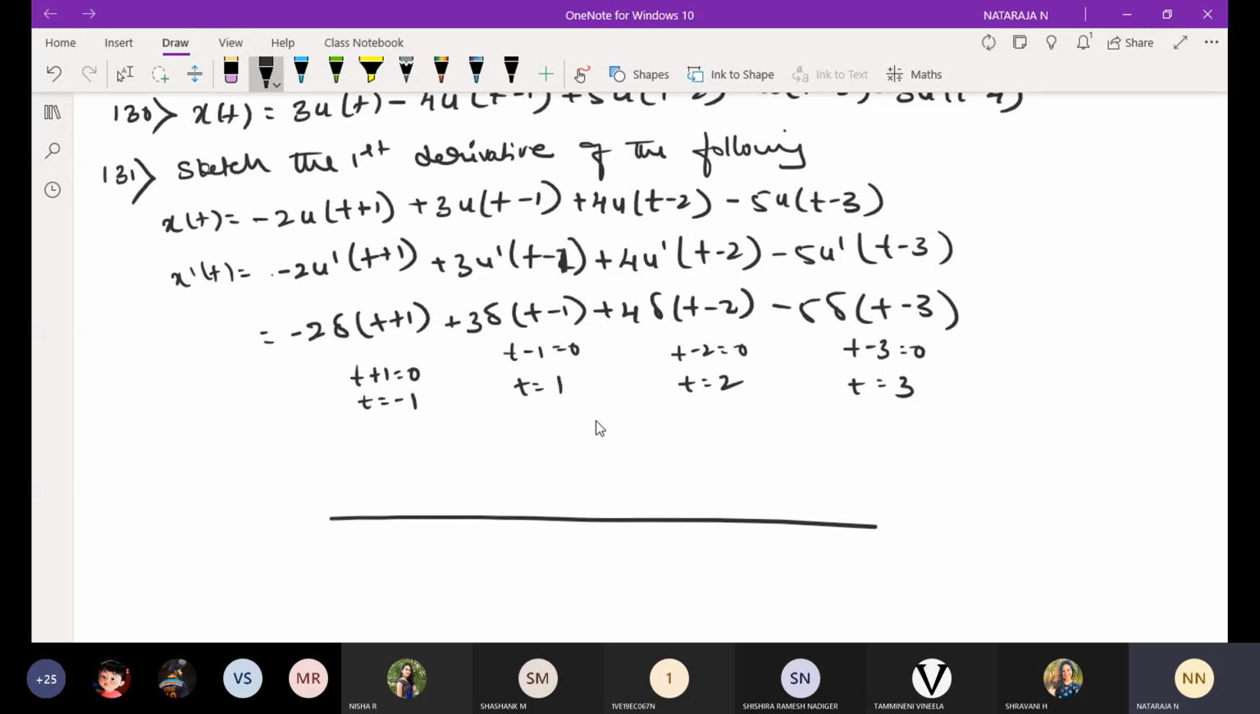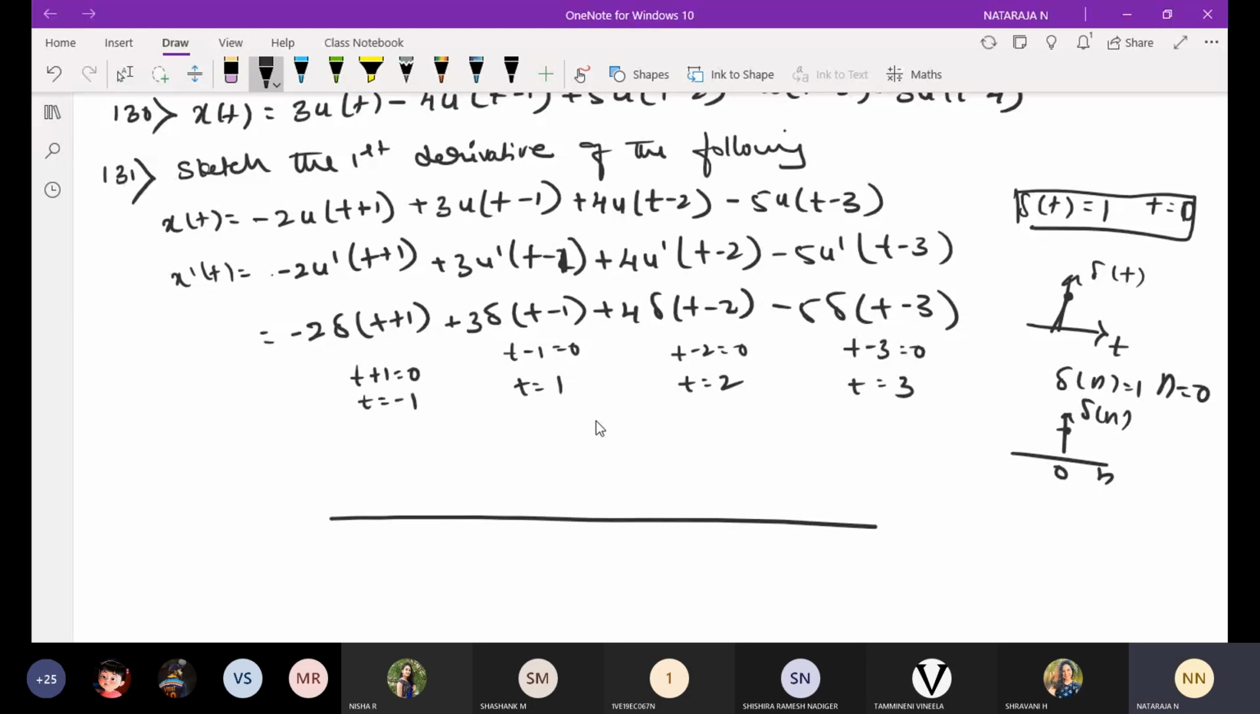Whatever it may be, we are going to deal with the delta of t. What is delta of t? Delta of t is equal to 0 when t is not equal to 0, in all other cases it is not. Sorry, delta of t is equal to 1 at t is equal to 0. This is the signal we are going to get. Same for delta of n, it is also 1 at 0. Okay, this is a unit area. Unit area we are going to call.